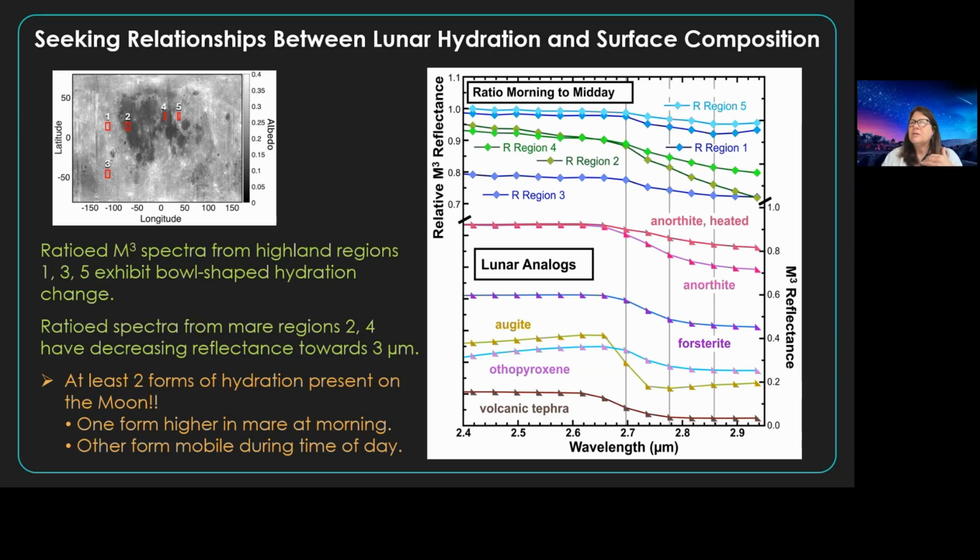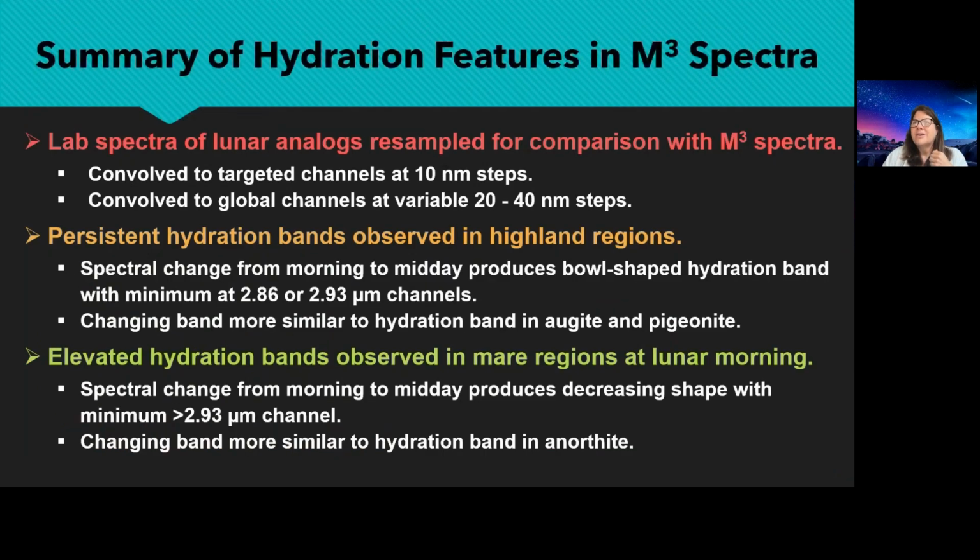And if we compare these with lab spectra, we also see a difference where some pyroxenes, including augite, have a greater intensity near 2.8 or so, and other minerals are increasing at longer wavelengths. 1 minute. Next slide.